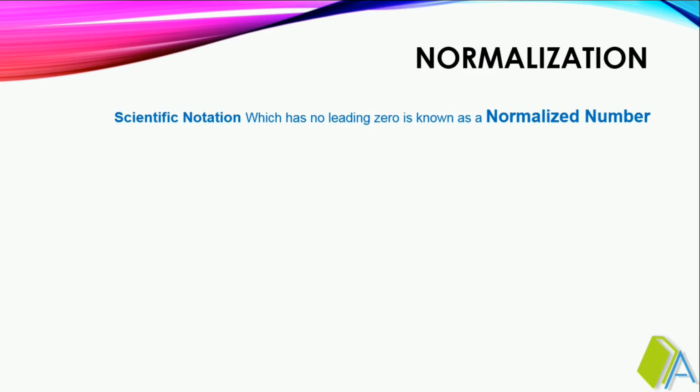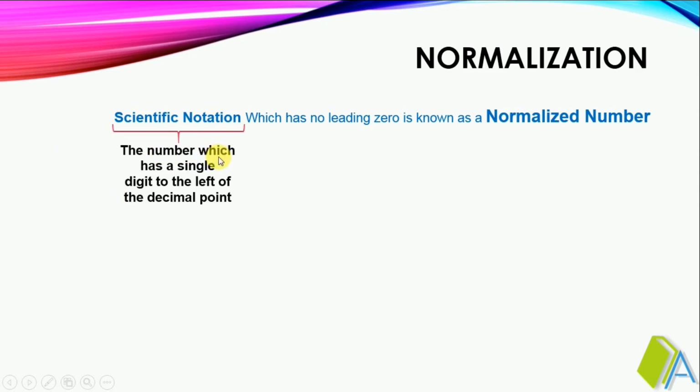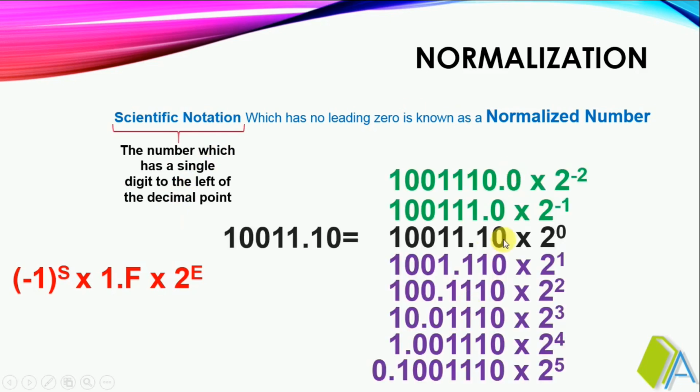A normalized number is a number which comes under the scientific notation category and which should not contain a leading zero. So what do we mean by scientific notation? It is a number which has a single digit to the left of the decimal point. You might have seen these several representations. You can represent this particular number using these many types of representation. But if you want to normalize a number, it should be in the scientific notation first.